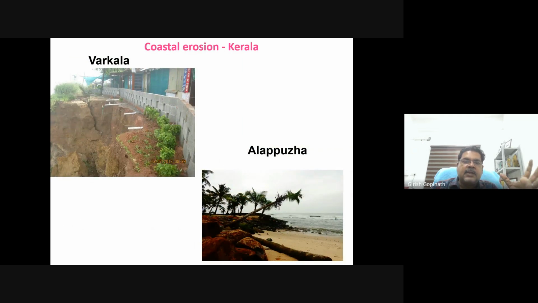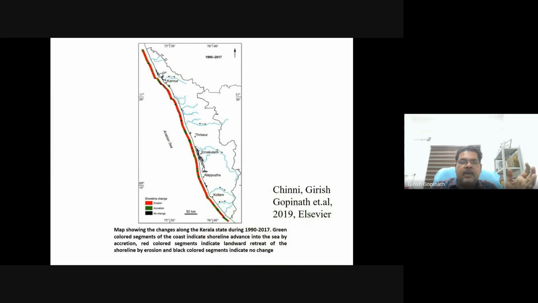This is Varkala. Some of you have heard that Varkala is one of the geo-heritage sites. Then Alappuzha and all these places, there is a lot of erosion happening. So what we have done is an analysis for the entire Kerala coast using satellite data. What are the changes on the Kerala coast? It is more than 600 kilometers in length.